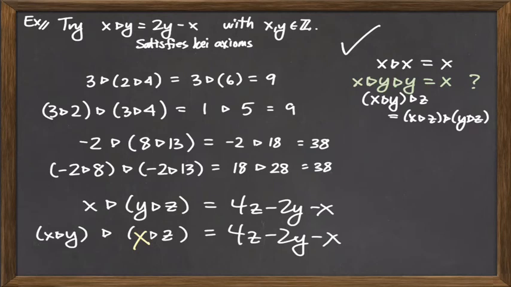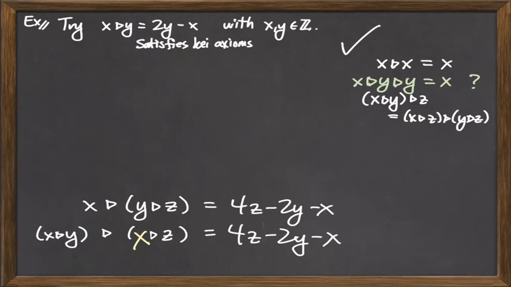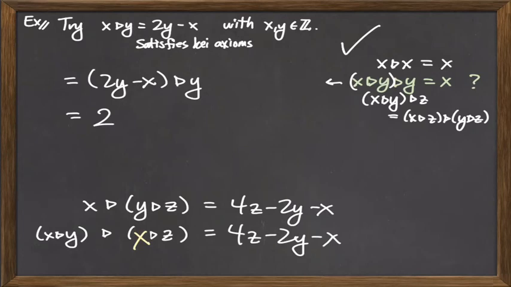Let's just test that real quick. Using the x triangle y? Yeah, using this definition of this operation. So that would be 2y minus x, triangle y, which is 2y minus quantity 2y minus x. Mm-hmm. Yep. Huh. Maybe x. How about that?